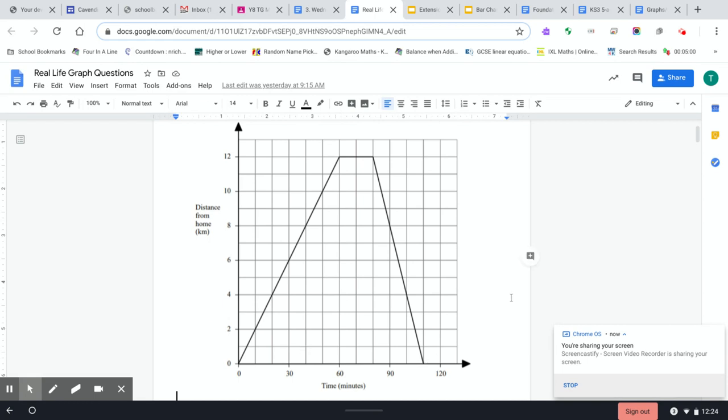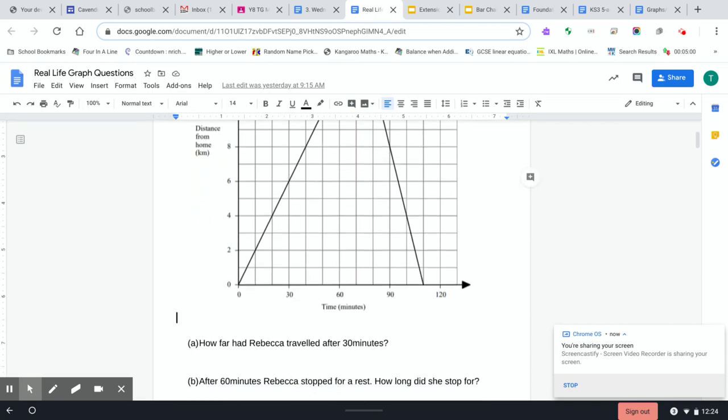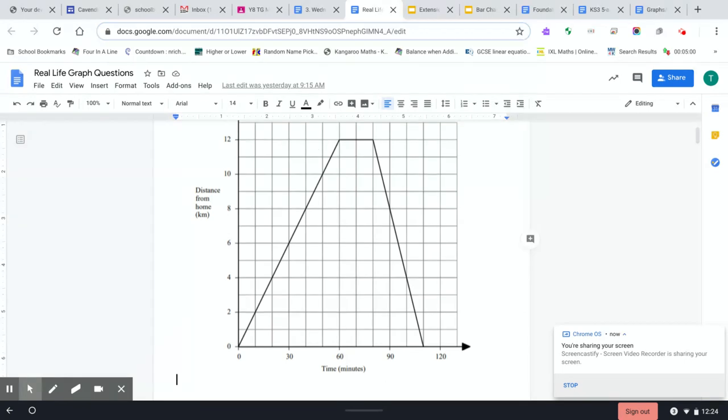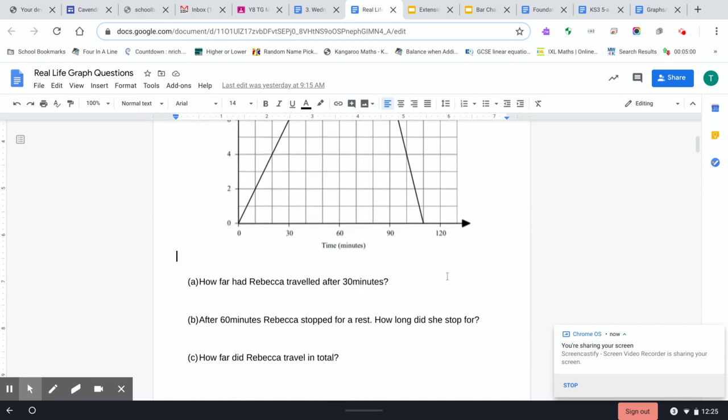Okay, so the questions then are, how far had Rebecca traveled after 30 minutes? So you look at the time, 30 minutes, that meets the line graph here. So it was 6 kilometers. Okay, the first one would be 6 kilometers. Okay, I'll write that in for you. So 6 km.